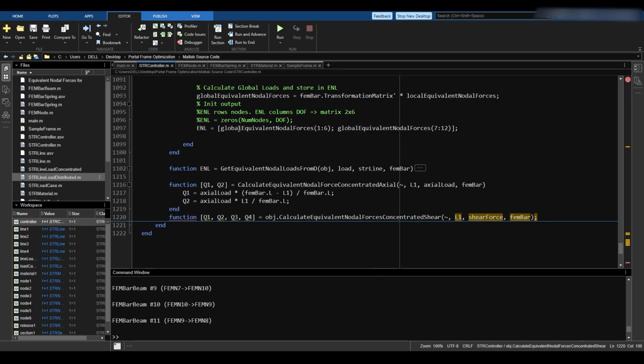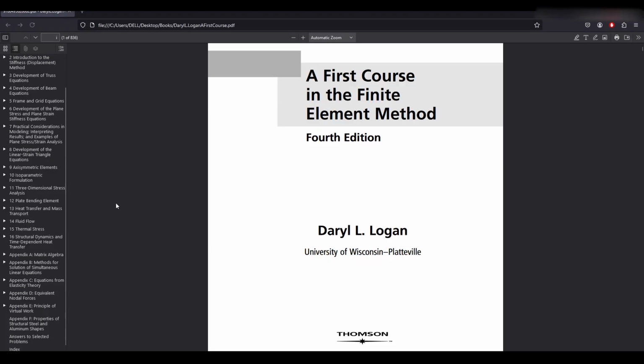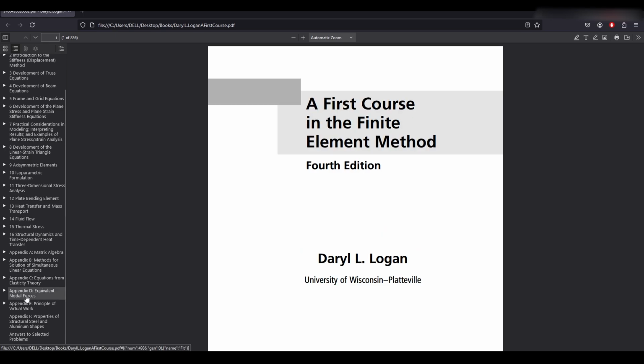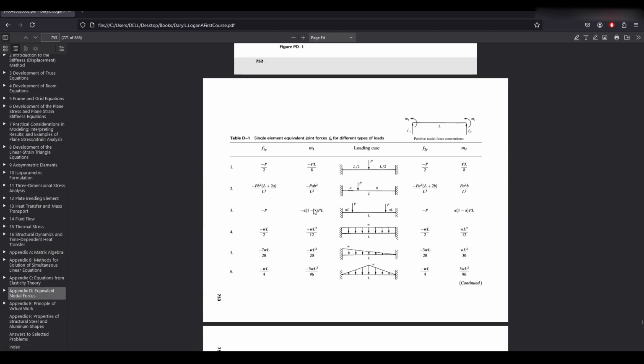Now here, to know exactly what the equivalent force is, I can go to Daryl Logan's book, because it includes something about that stuff. So give me a sec, let me just open it. Okay, so in Daryl Logan's book, of course I cannot show you the entire book because of copyright issues, but I can give you an outtake of it. In Daryl Logan's book, in appendix number D, you can see the equivalent nodal forces in its glory.